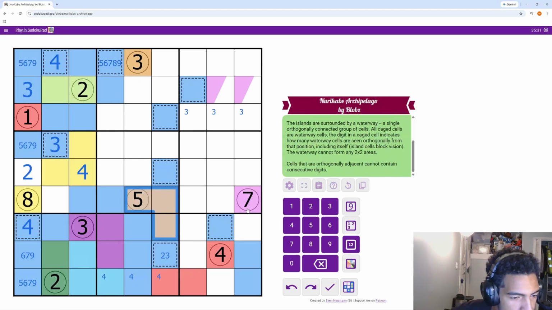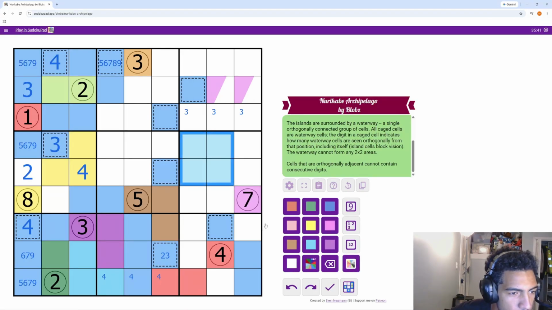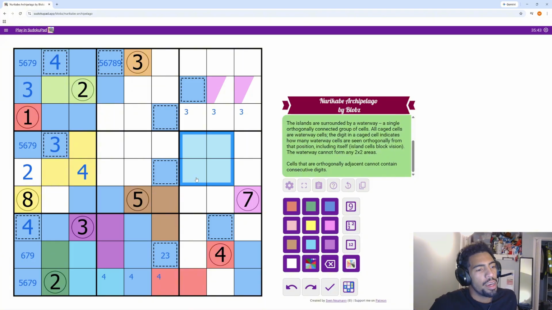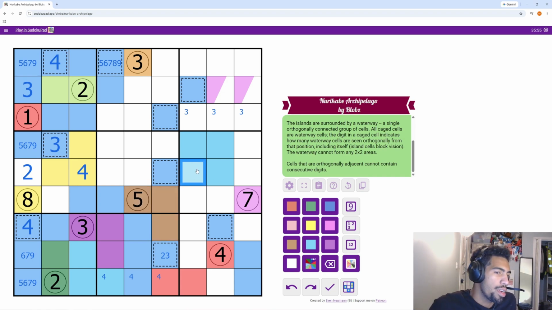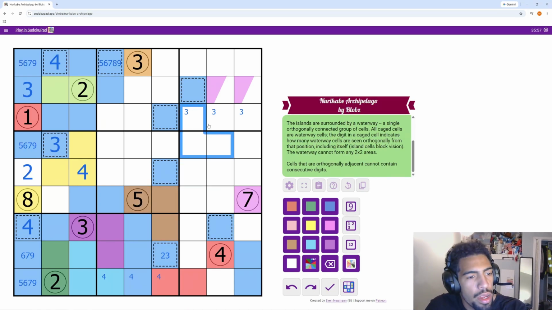Let's see. Let me think about this. I believe 1, 2, 3, 4, 5. So this is the only way 5 breaks up. So maybe I should think about this. This is a different blue. What the heck?